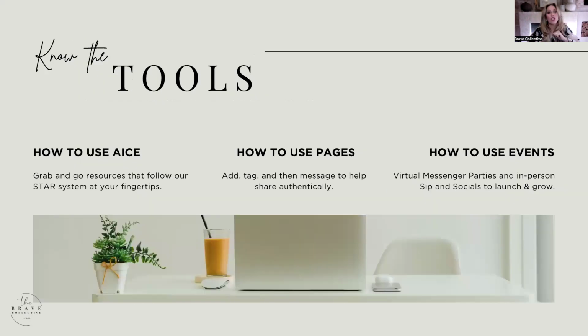Okay. Now we're going to go to knowing the tools. We're going to quickly skim over the first 2 because we already covered them. How to use ACE, we went through that last video, and how to use Pages. Kind of just went over that, right? The Sip and Share and the Partner Preview. You're going to add them, tag them in those featured posts or videos, and message them afterwards. And then how to use events.